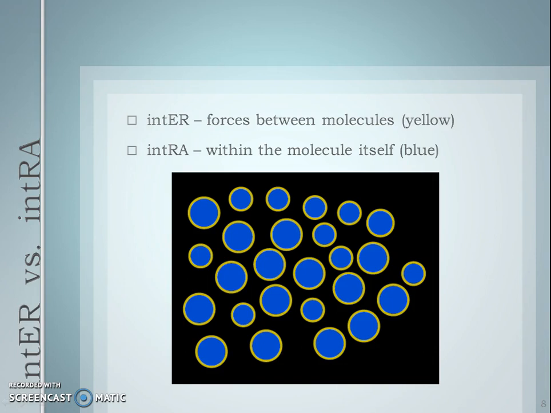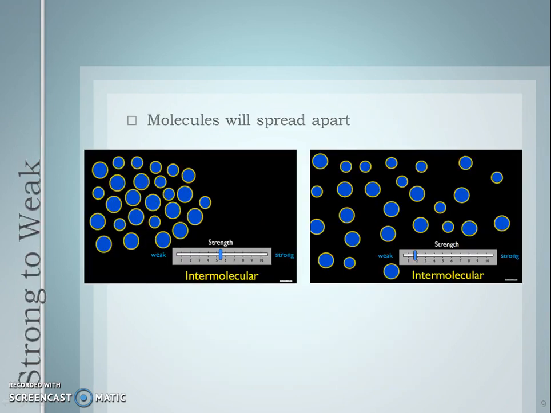And again, he talked about intermolecular forces are like those yellow rings, right? They're between the yellow lines or the yellow circles between those molecules, and the intra is the molecule itself. So like those blue circles, all of the bonds inside that molecule.